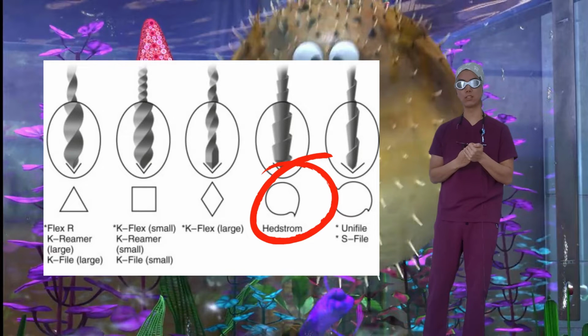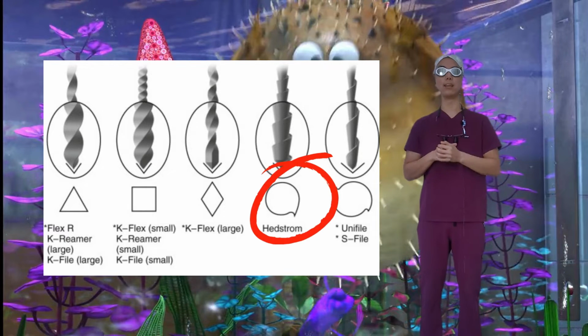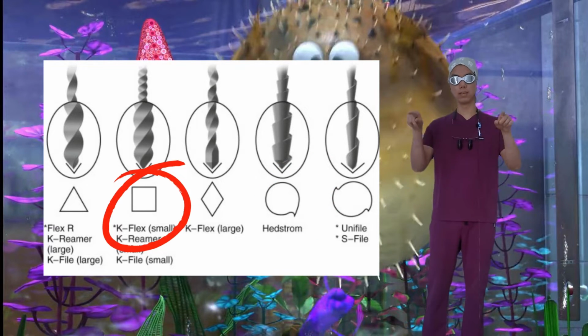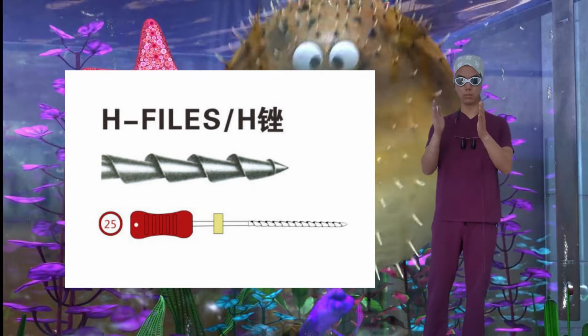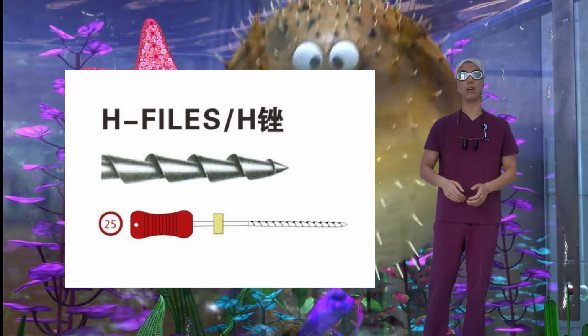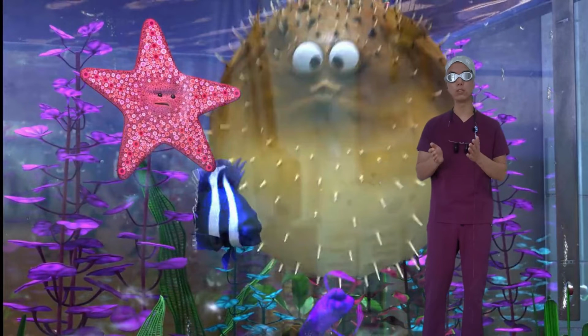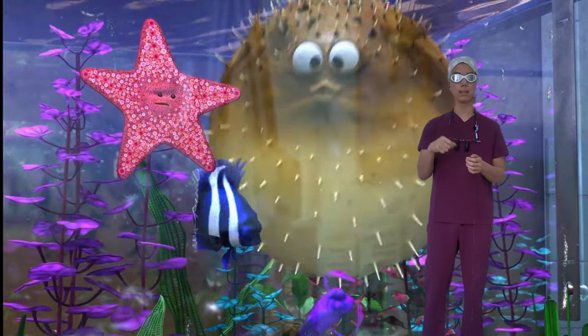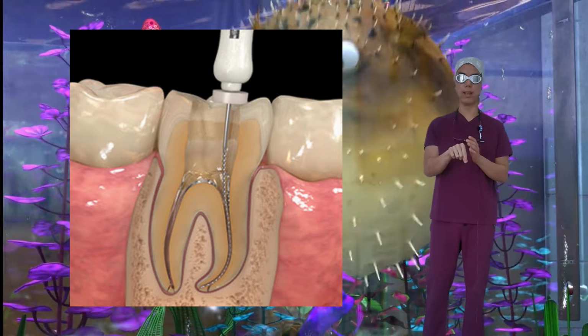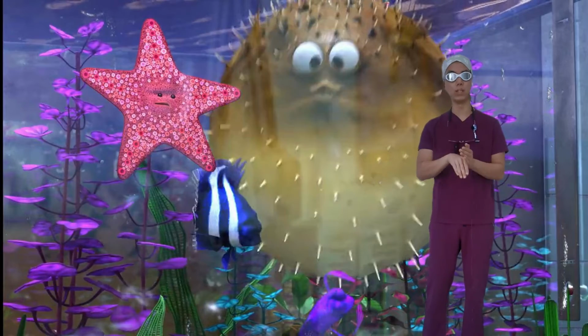So Hedstrom files actually have a round cross-section and K files have a square cross-section. Hedstrom files are used for scraping and widening up the canal of the tooth, whereas K files can also be used for widening up the canals, but they're not as aggressive at it. But they're really good for navigating all the way down the bottom of the tooth, which is what you need to do to measure the tooth.